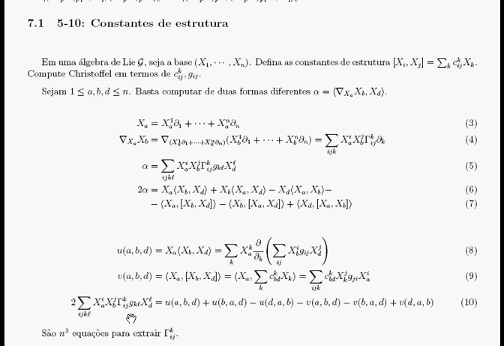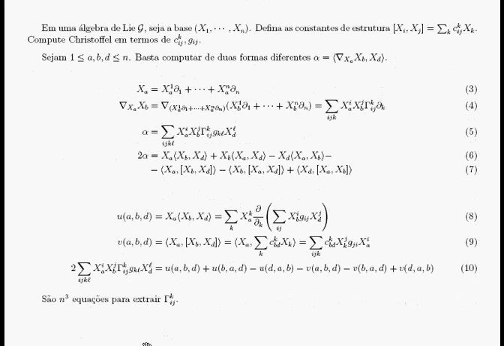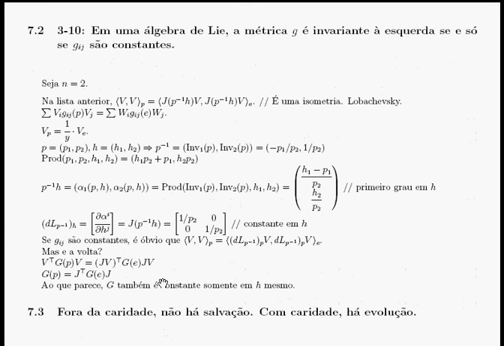And we have how to make the computer extract gamma ijk. Now, my doubt. I have a doubt about line 10.